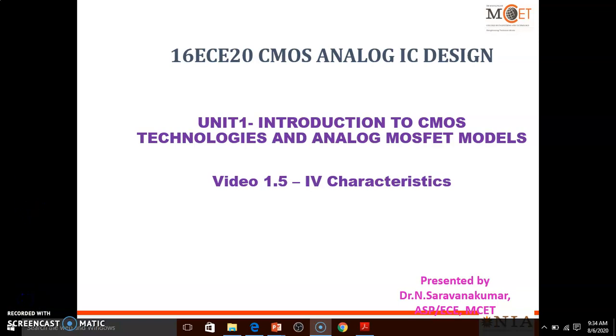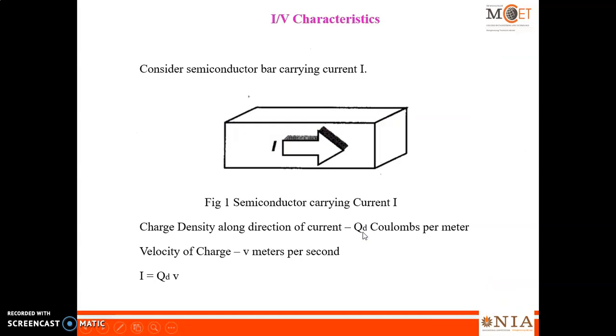Good morning, students. In this video, let us discuss the current-voltage characteristics of MOSFET. For that, first you take one semiconductor bar. So this is your semiconductor bar which carries current I. So how will you find the current I?